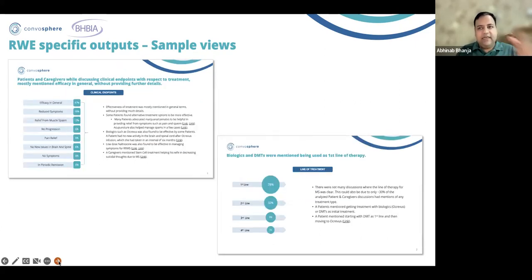And we look into the clinical endpoints. Again, you won't find the standard clinical endpoints that are there in CTs over here, because here we are trying to map it based on what patients are themselves describing as the outcome that they're looking for. So it would be reduced symptoms, no progression, pain relief, and no symptoms or periodic remissions. And same with line of treatment. Again, it's not a very exhaustive data set that we get from line of treatment, but we do map the different lines of treatment, and from what treatment patients are moving to which treatment, and what are the drivers and barriers to it.